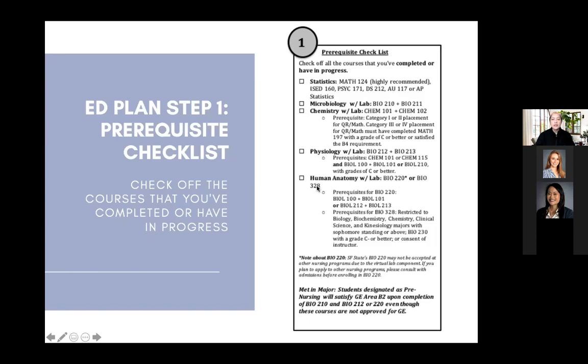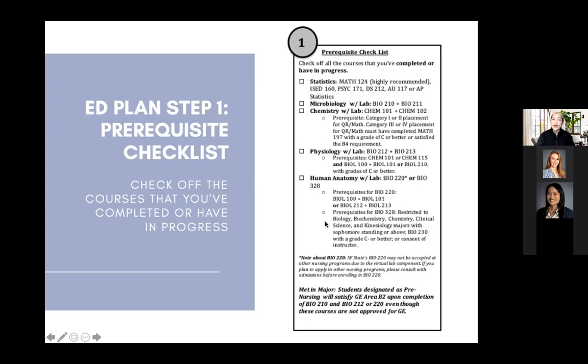Now, it's important for you to understand that there are prerequisite requirements that you have to have completed in some of these courses. So there is a specific sequence that you want to be taking these classes. For example, you can't do physiology unless you've already done Chemistry 101, and if you did Biology 100 and 101 or Biology 210. So there is a particular order you need to be taking these classes.